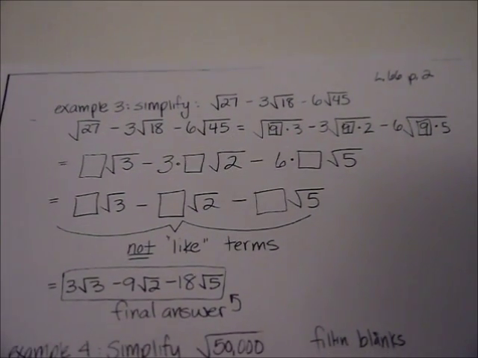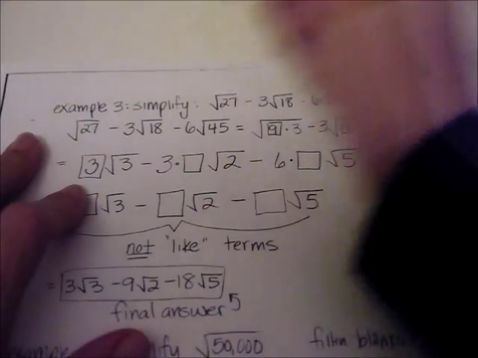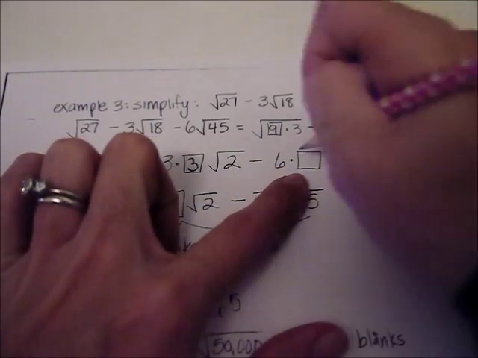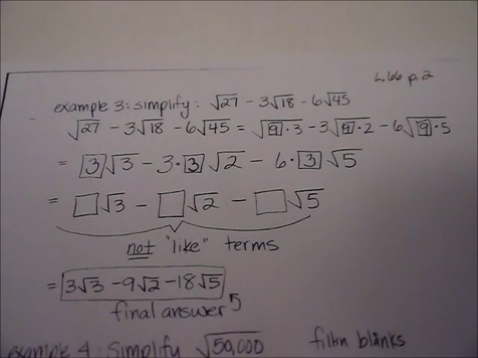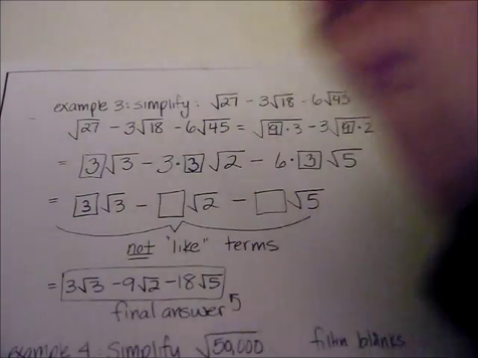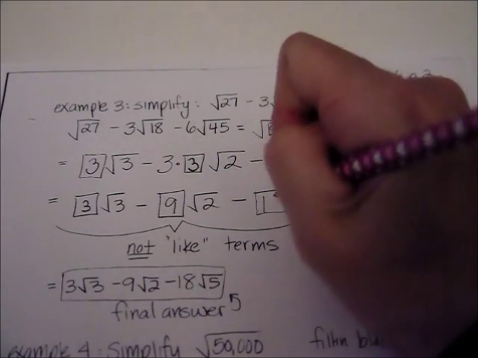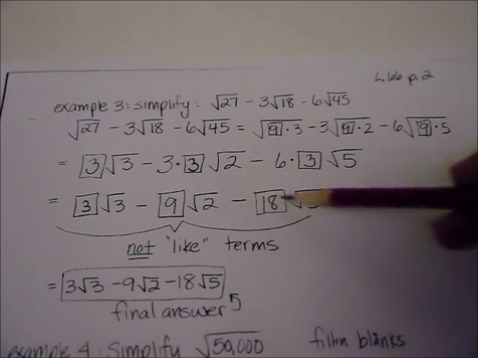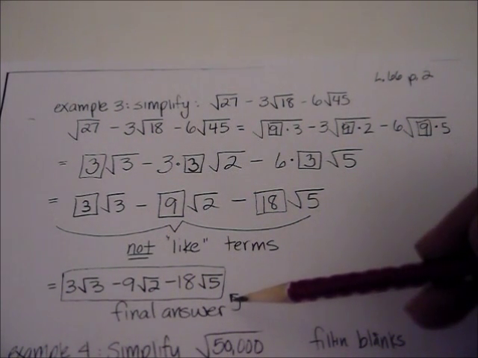And now we take out that 3, and we take out another 3, and then we take out another 3. Oh, look at that. We have a bunch of 3s that came out. 9, 9, and 9. Okay. And so that simplifies to 3 root 3 minus 9 root 2 minus 18 root 5. And none of those are like terms. So the final answer is 3 root 3 minus 9 root 2 minus 18 root 5.